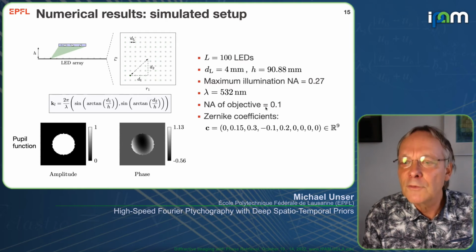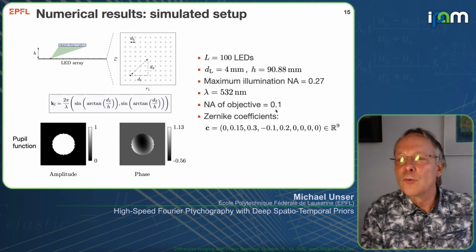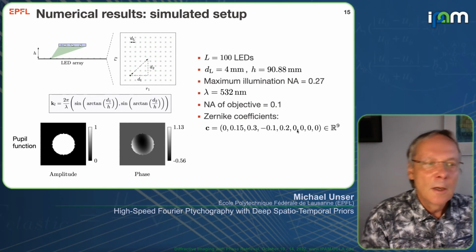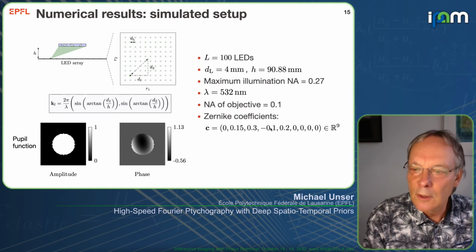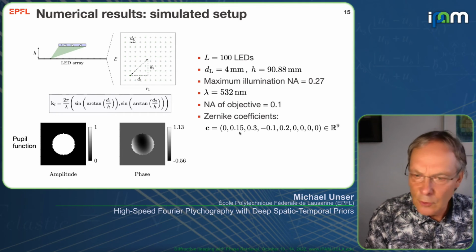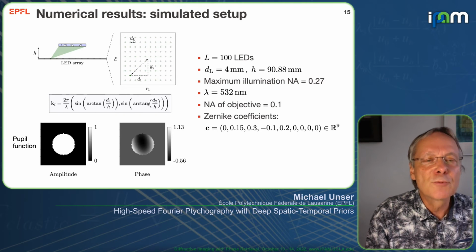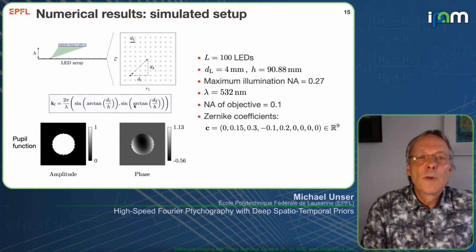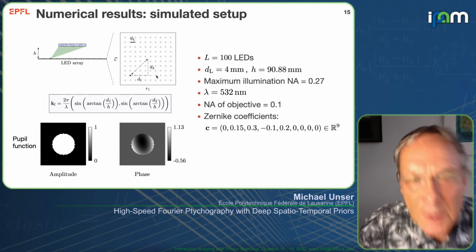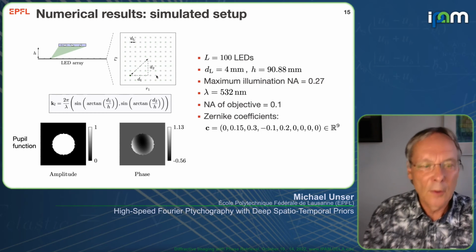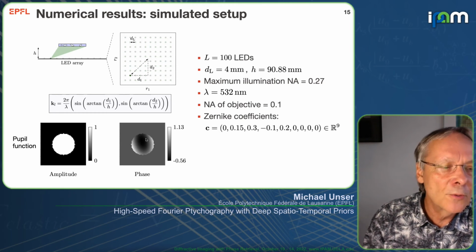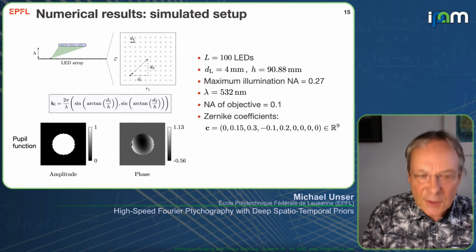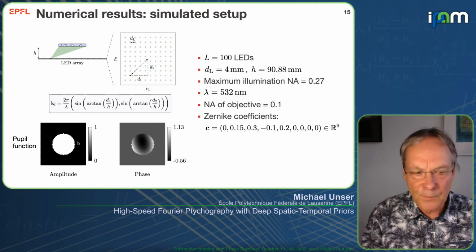And then the objective, we have a numerical aperture of 0.1, and we're also putting in some Zernike polynomial coefficients just to demonstrate the possibility of recovery also of those system parameters. And so this would be here the frequency, the wave numbers of the plane waves originating from those individual LEDs. And here's also the pupil function. The pupil function here is a pure phase distortion because the amplitude is constant.